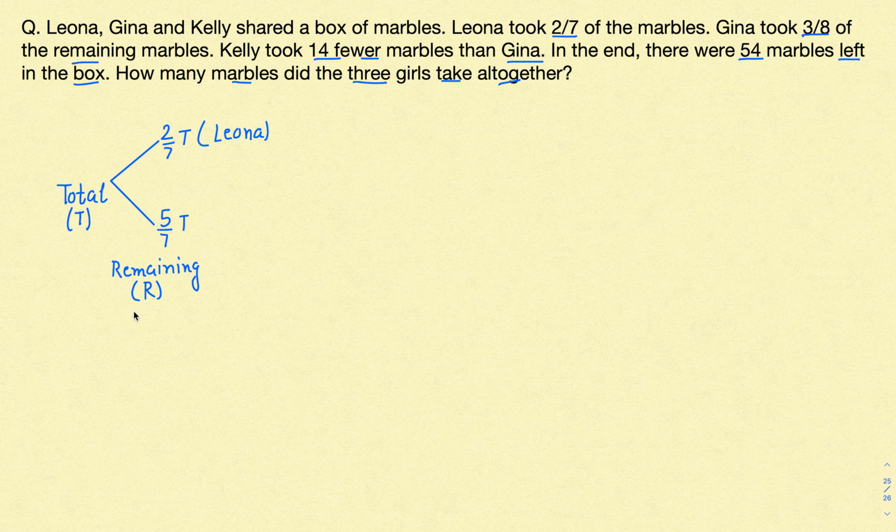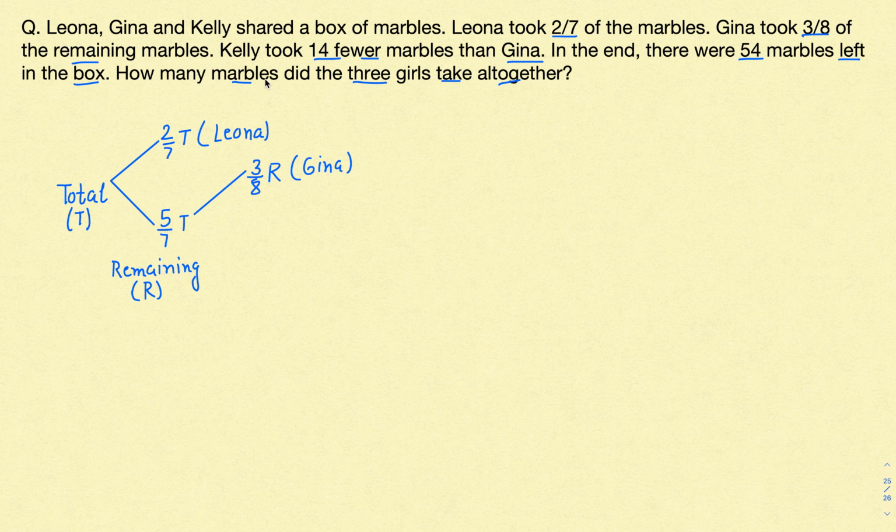Now out of this remaining number of marbles, Gina has taken 3/8 of it. So from here, we will start a new branch, because Gina has taken 3/8 of the remaining number of marbles. So this is 3/8 of the remaining, which is taken by Gina.